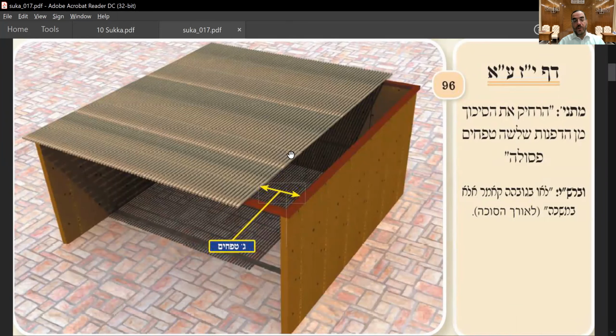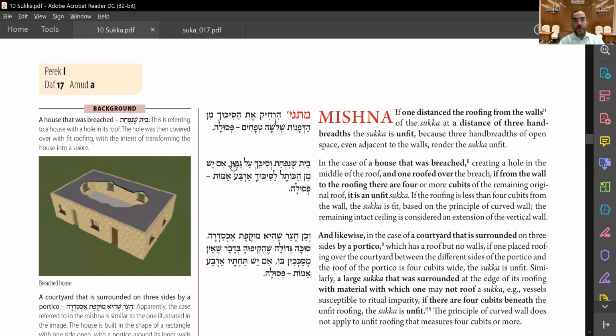If it's less than 3 tefachim, then we apply lavud. Any more than 3 tefachim is no good. So this is the worst thing to have in your roof, empty space. It's worse than having sechach pasul. We'll try to figure out why.